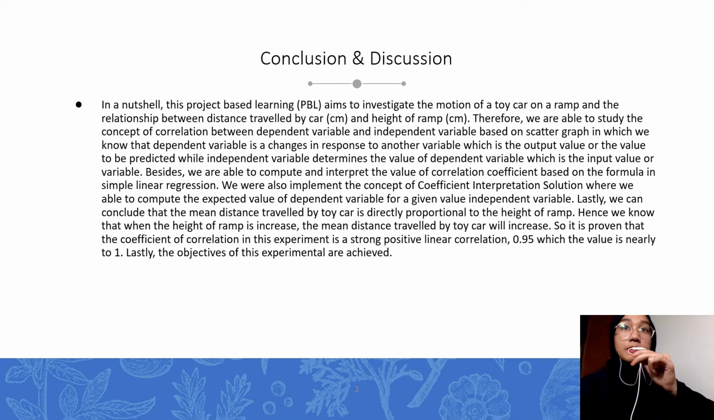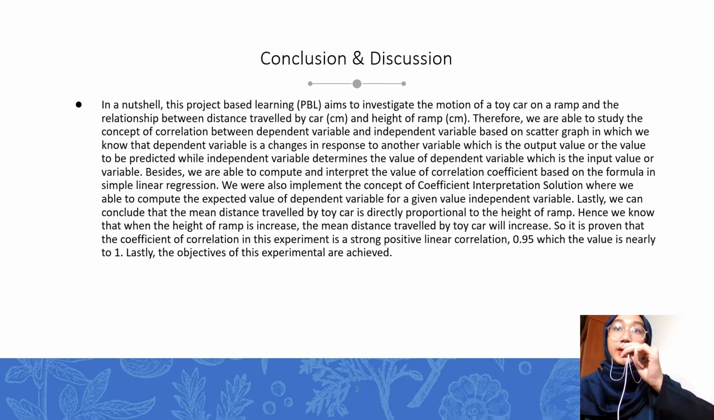We also implement the concept of coefficient interpretation, where we are able to compute the expected value of the dependent variable for a given value of the independent variable. Lastly, we can conclude that the mean distance traveled by toy car is directly proportional to the height of ramp. Hence, we know that when the height of ramp is increased, the mean distance traveled by toy car will increase. So it is proven that the coefficient of correlation in this experiment is a strong positive linear correlation, which is 0.95. The value is nearly 1. And lastly, the objectives of this experiment are achieved.